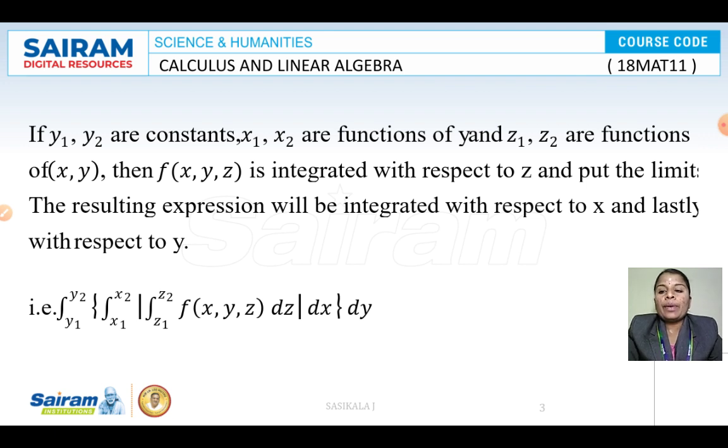If y1 and y2 are constants, x1 and x2 are functions of y, and z1 and z2 are functions of x and y, then f of x, y, z is integrated with respect to z and the limits are put in. The resulting expression is integrated with respect to x and lastly with respect to y. So first with respect to z, later with respect to x, and then with respect to y.